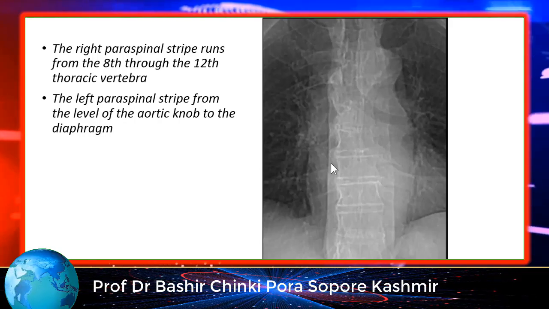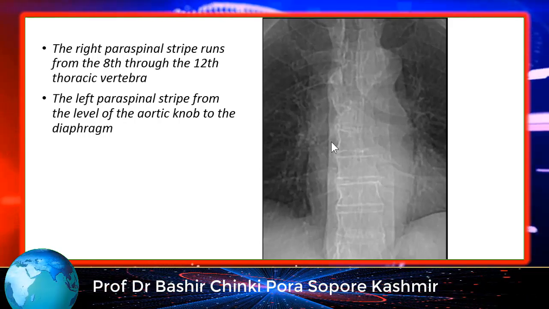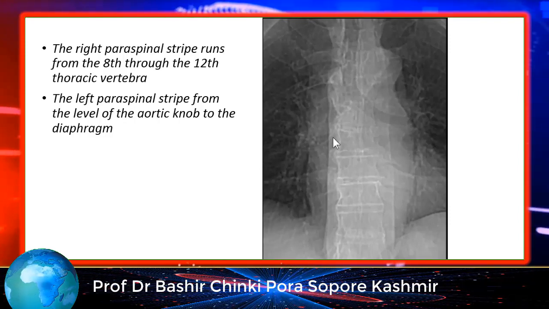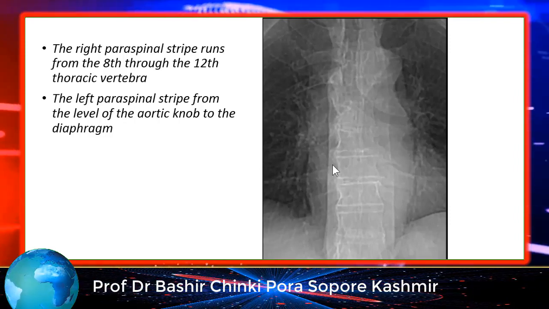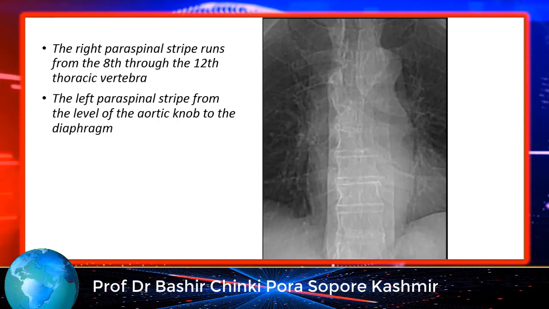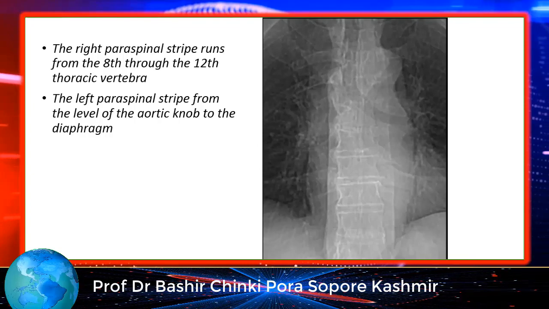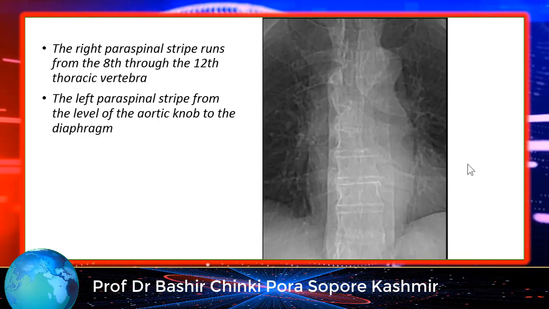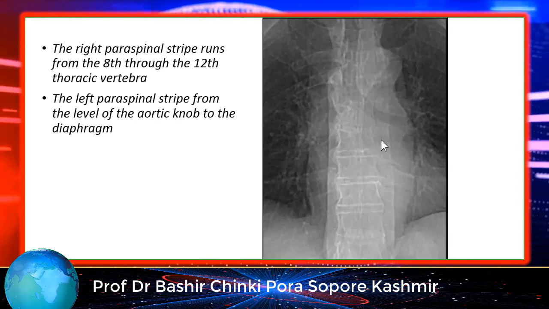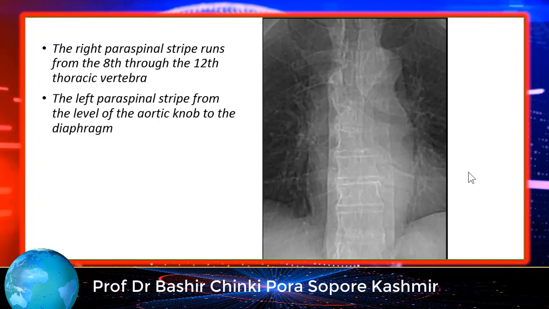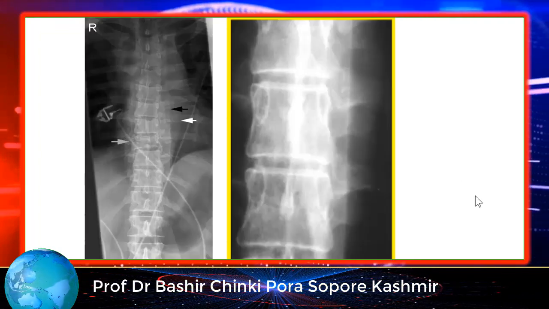I should say here that it is mostly the left paravertebral strip that is often seen, and you may not see the right paravertebral strip in many x-rays. In some x-rays you may see both, or you may not see both of these strips, or you may see only one strip. And as I said, the thickness of these strips depends upon the content of fat in the body.